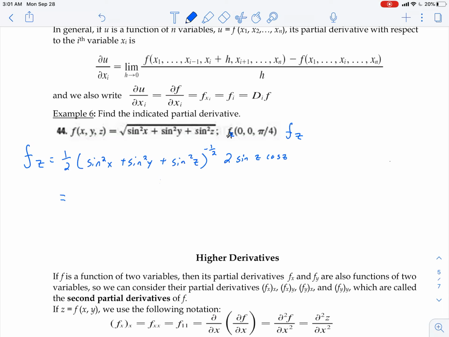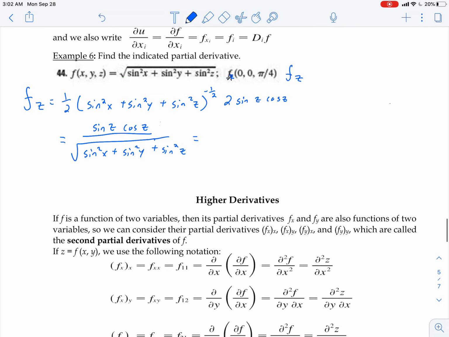Now we're going to rewrite this because the 2's are going to cancel each other out. So I'm just going to say sine z times cosine z over the square root of sine squared x plus sine squared y plus sine squared z.